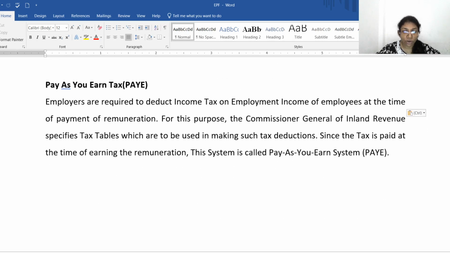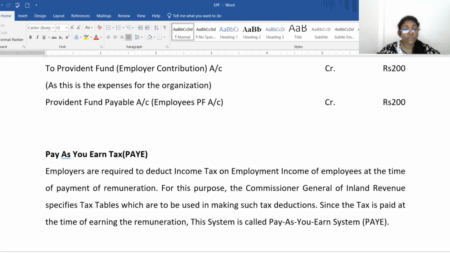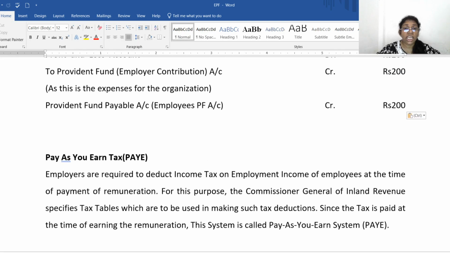So, according to your syllabus, most of the time we are going to record the EPF contribution, the ETF contribution from the employer, and the EPF contribution on behalf of the employee.